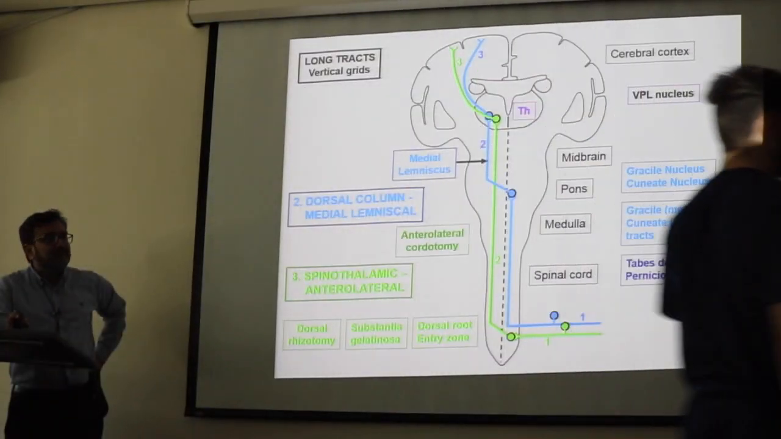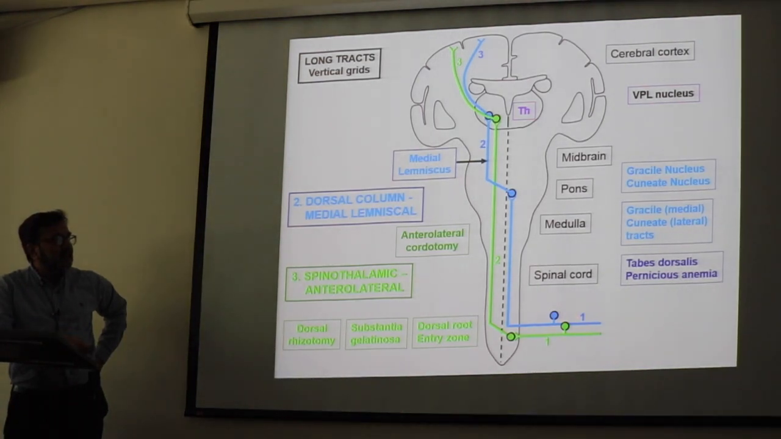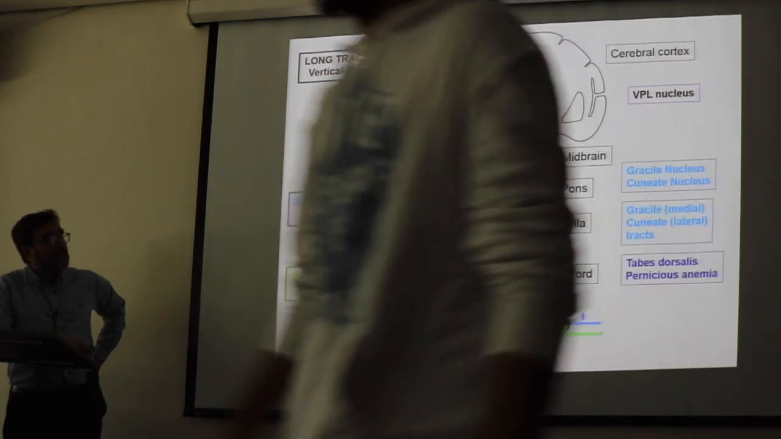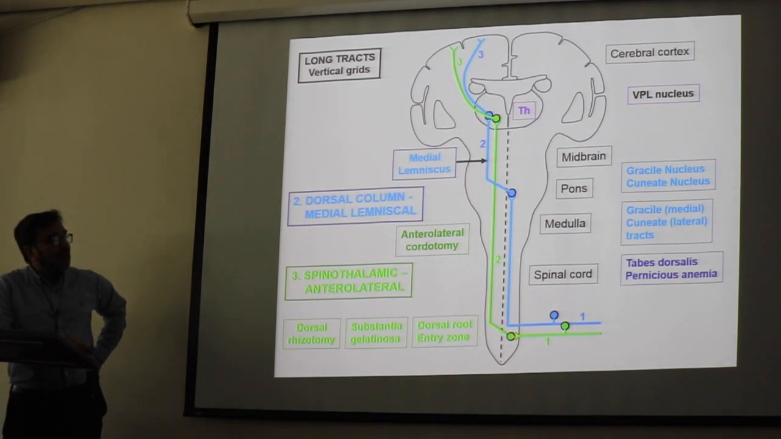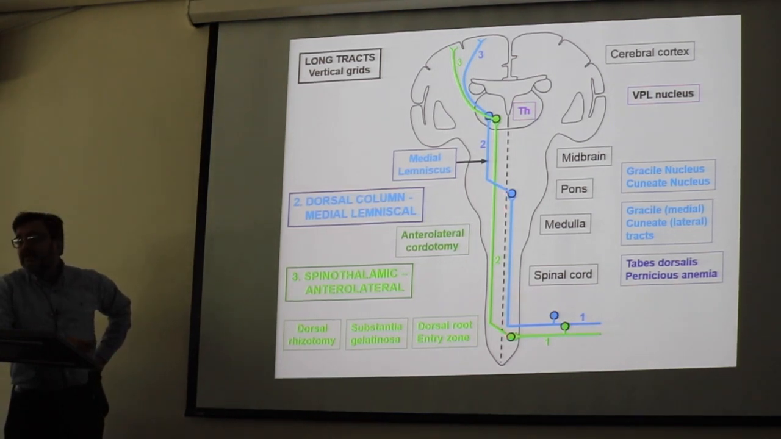First order neuron, the cell bodies are present in the dorsal root ganglia. Their axons will either synapse at the spinal cord level or they synapse at the level of medulla. The cell bodies of the second order neurons are either present at the spinal cord level or at the level of medulla.